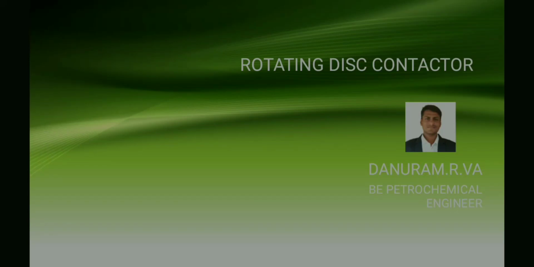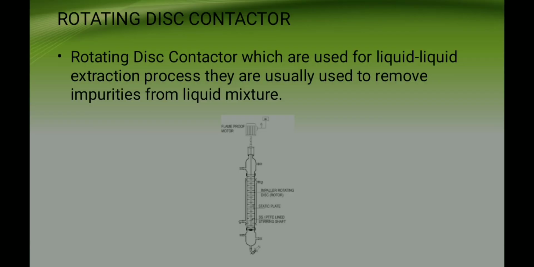In this video, we are going to see about RDC. It means rotating disc conductor. First, what is meant by RDC? Rotating disc conductor, which is used for a liquid-liquid extraction process. They are usually used to remove the impurities from a liquid mixture.